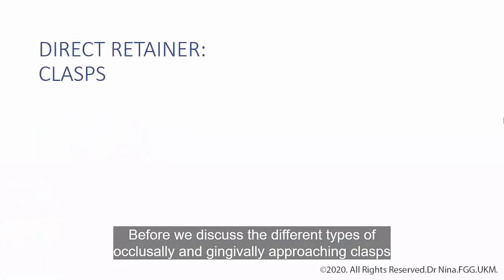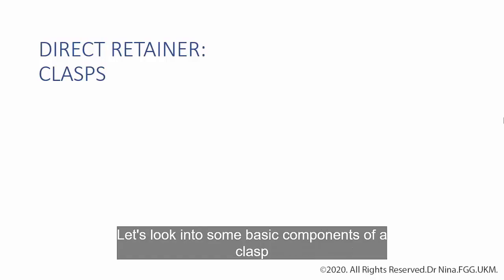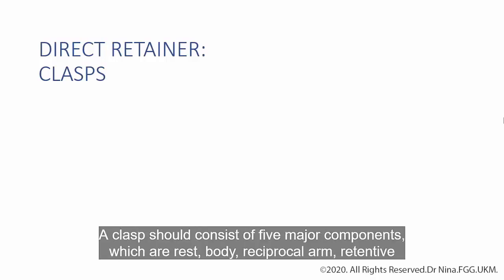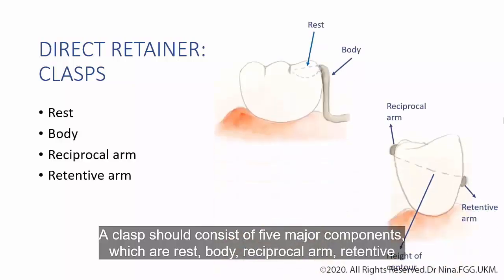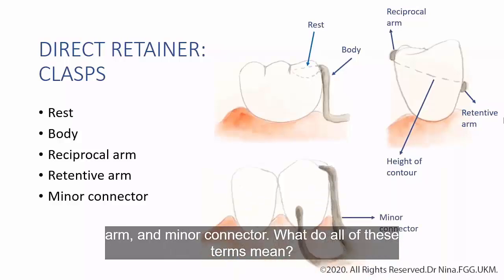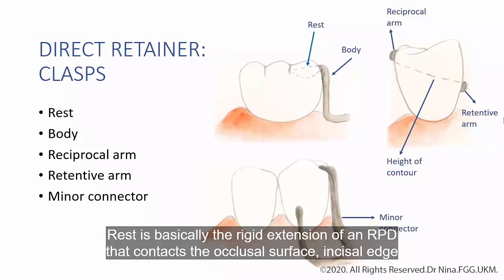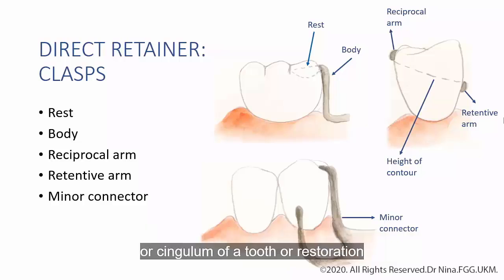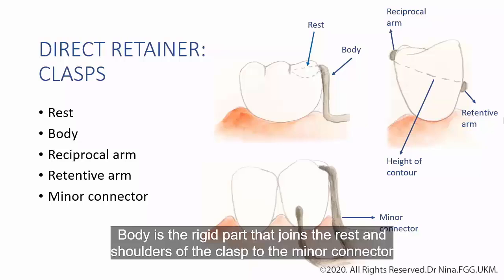Before we go any further discussing the different types of occlusally and gingivally approaching clasps, let's look into some basic components of a clasp. A clasp should consist of 5 major components, which are rest, body, reciprocal arm, retentive arm, and minor connector. So what do all these terms mean? Rest is basically the rigid extension of an RPD that contacts the occlusal surface, incisal edge, or cingulum of a tooth or restoration. Body is the rigid part of the clasp assembly that joins the rest and the shoulder of a clasp to the minor connector.